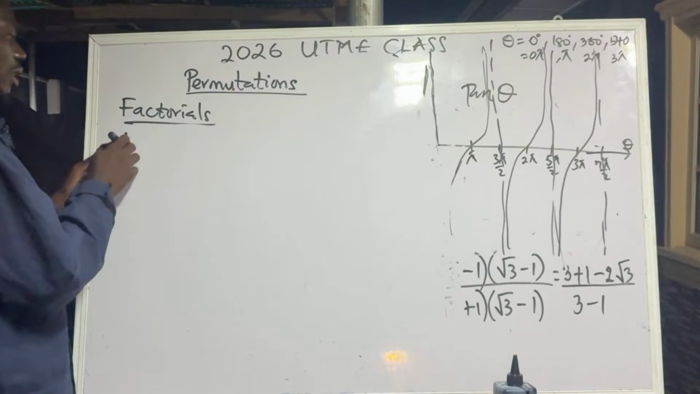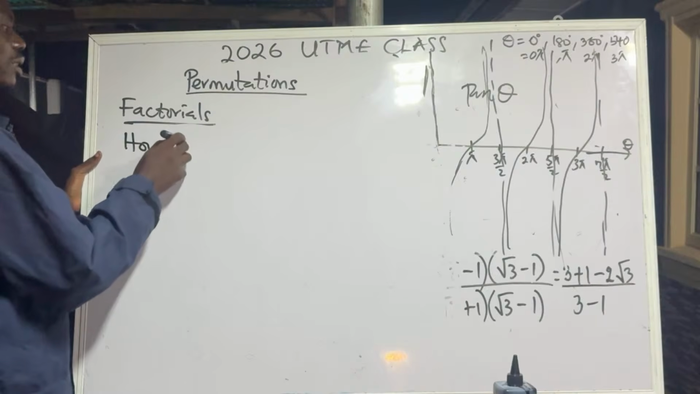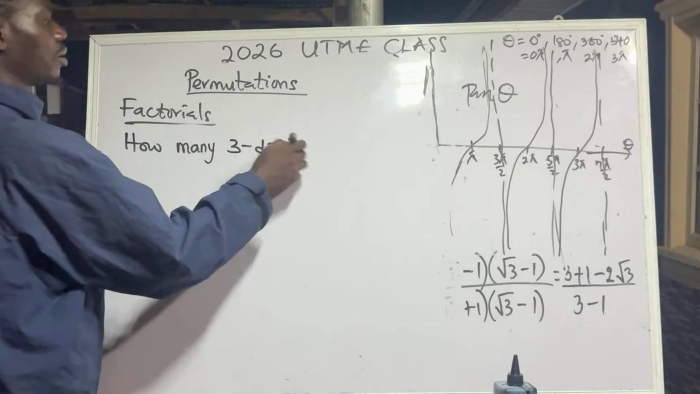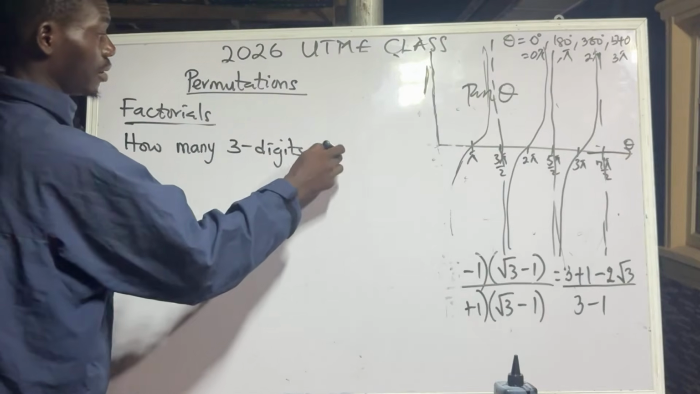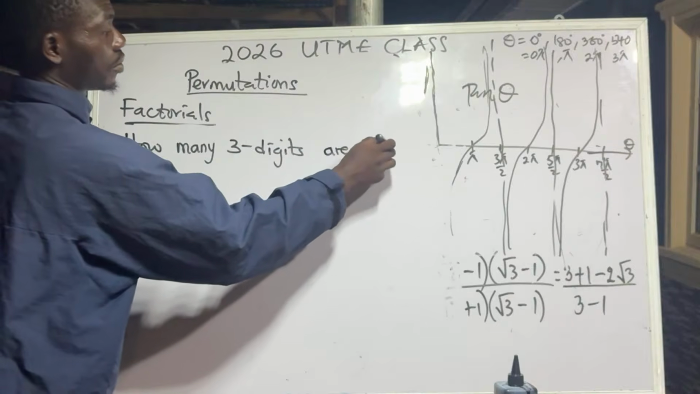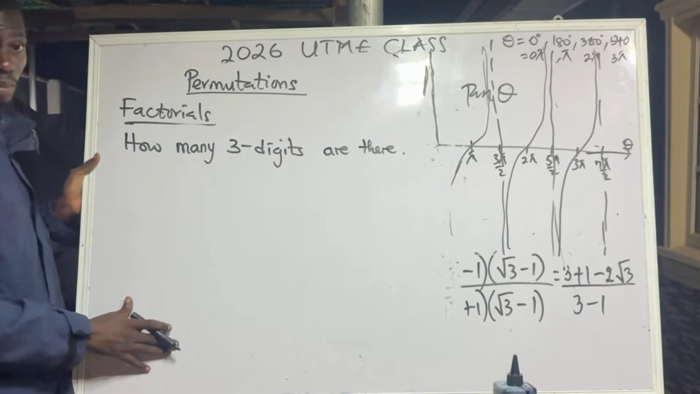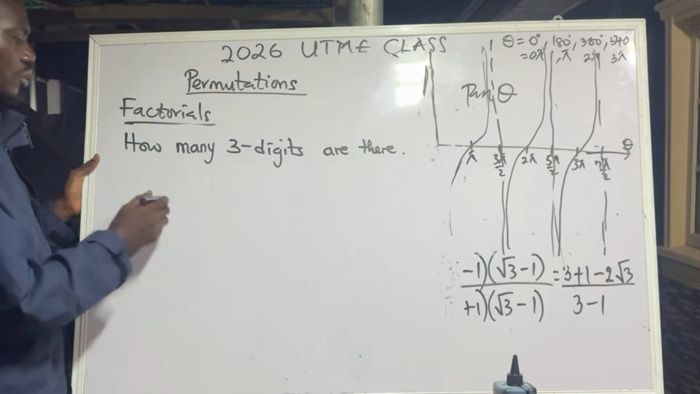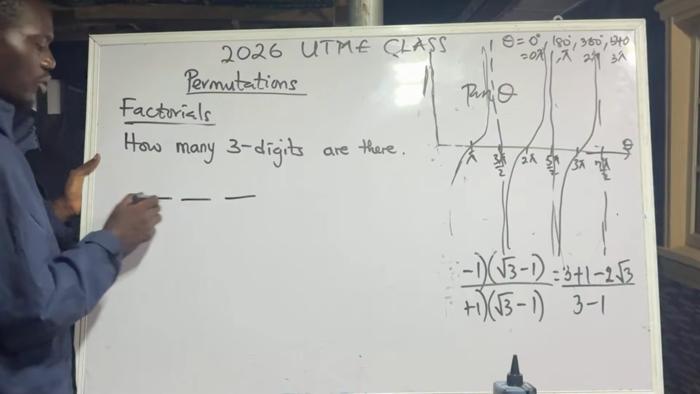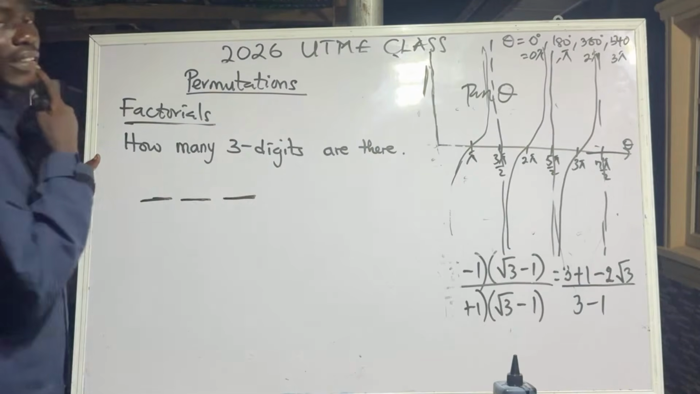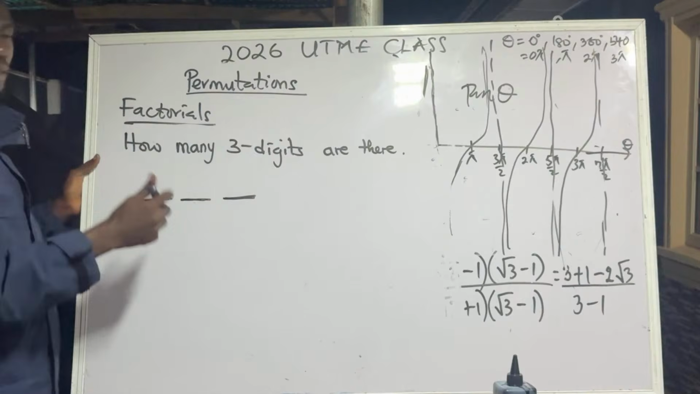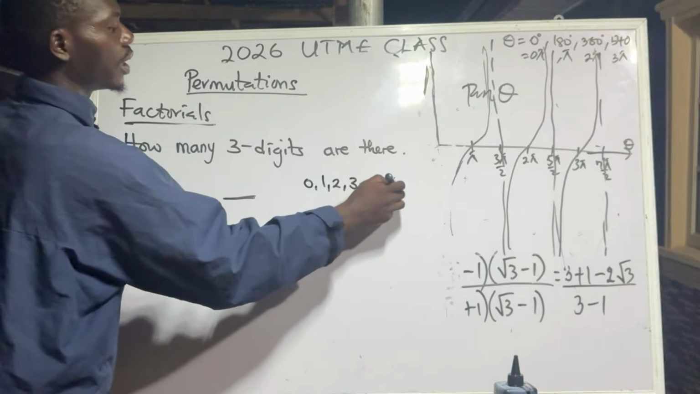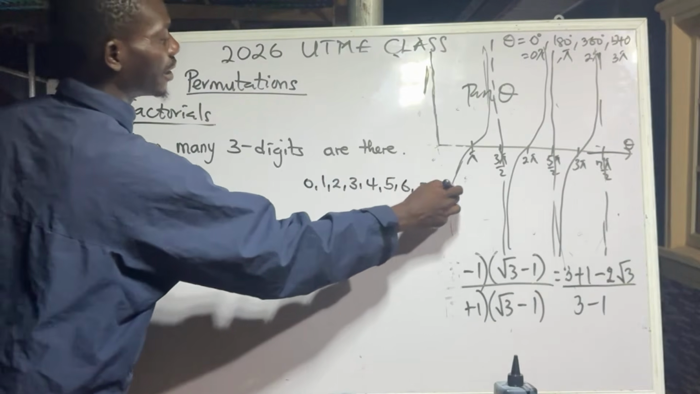In how many ways or how many numbers? How many 3-digit numbers are there? Okay? So we'll say like this. I'm drawing this. For numbers, we have how many digits? We have 10 digits. 0, 1, 2, 3, 4, 5, 6, 7, 8, and 9.